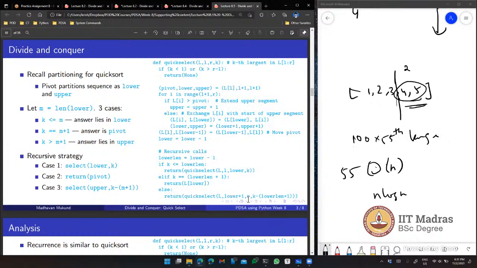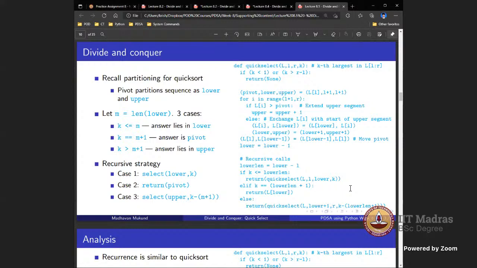Your pointer is not visible. Okay, I'll reshare things. Is it visible now? Yes, sir.